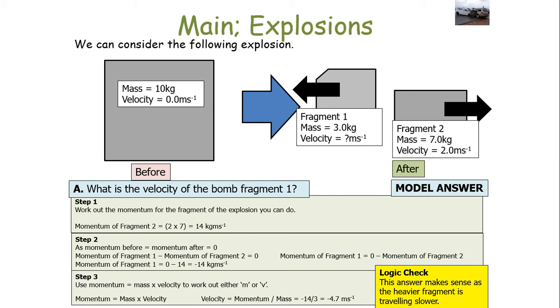We then do our logic check, and we look at fragment 2. It's got a higher mass than fragment 1, so therefore it should have a lower velocity than fragment 1. And does it? Well, yes, our calculated answer for fragment 1 is minus 4.7, so it has a smaller mass, therefore a higher velocity. So it all makes sense. It passes our logic check.